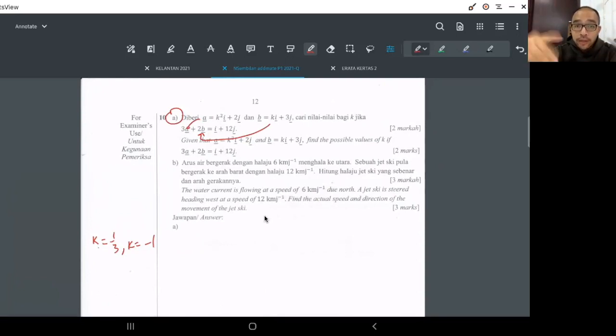Okay, so I'm going to leave this here as it is because it's a pretty easy one. k equals to 1/3 and k equals to -1. This will be the answer. My focus, of course, is on question B. B is a little bit tough.